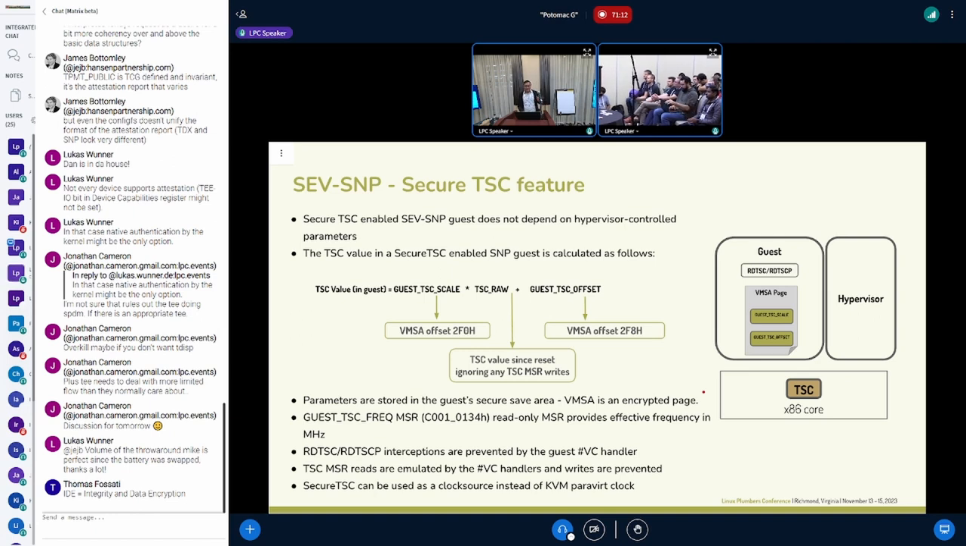There is also a new MSR introduced so the guest can read the frequency that the TSC is running at. For the RDTSC and RDTSCP instructions, the guest side can prevent them from getting into the host. If the host hypervisor tries to intercept them, the VC handler intercepts that and does not allow it to go to the host. With Secure TSC enabled, we could use it as a clock source instead of the KVM clock currently being used, which is a paravirt clock. But when Secure TSC is available, we can use that as a clock source.